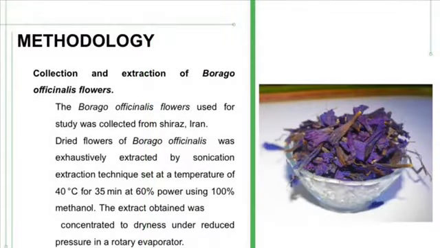Now for our methodology, the Borago officinalis flower was collected from Shiraz, Iran. The dried flowers of Borago officinalis were extracted by sonication extraction technique, which was kept at a temperature of 40 degrees Celsius for 35 minutes under the power of 60% using 100% methanol. The extract obtained was concentrated to dryness using a rotary evaporator.